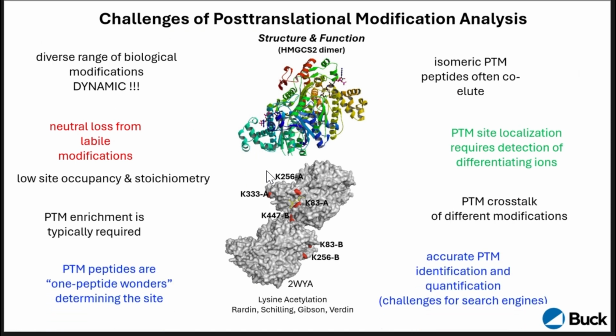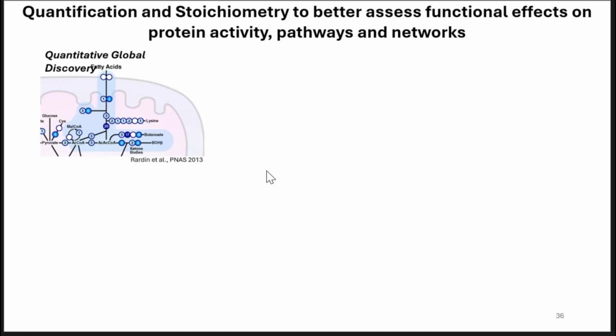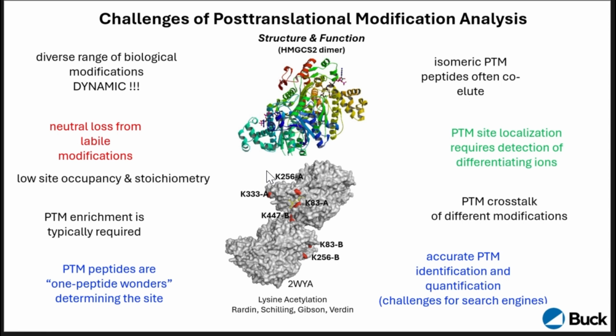They can actually be very dynamic. They can go on and off super quickly. But at the same time, you can have neutral loss from these modifications. They can have low site occupancy, and often we use PTM enrichment strategies. So this all influences also, of course, the workflows, how we analyze the data.